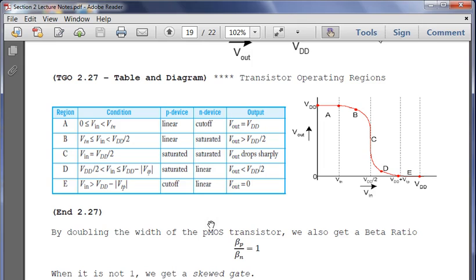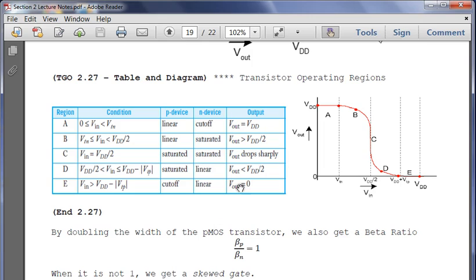So here in region A, from 0 to Vtn, the threshold voltage of the NMOS transistor, the P device is in linear and the N device is in cutoff. So the output voltage is going to be equal to the supply voltage.